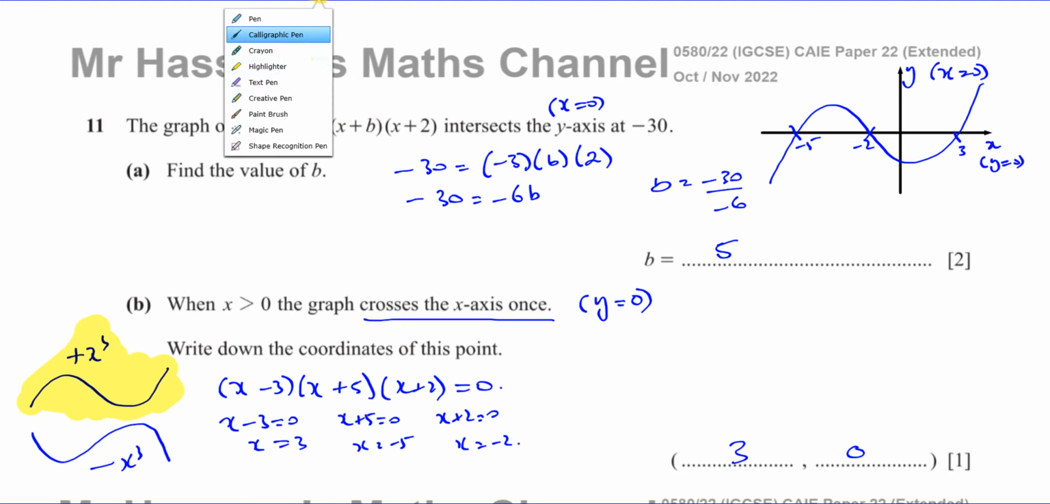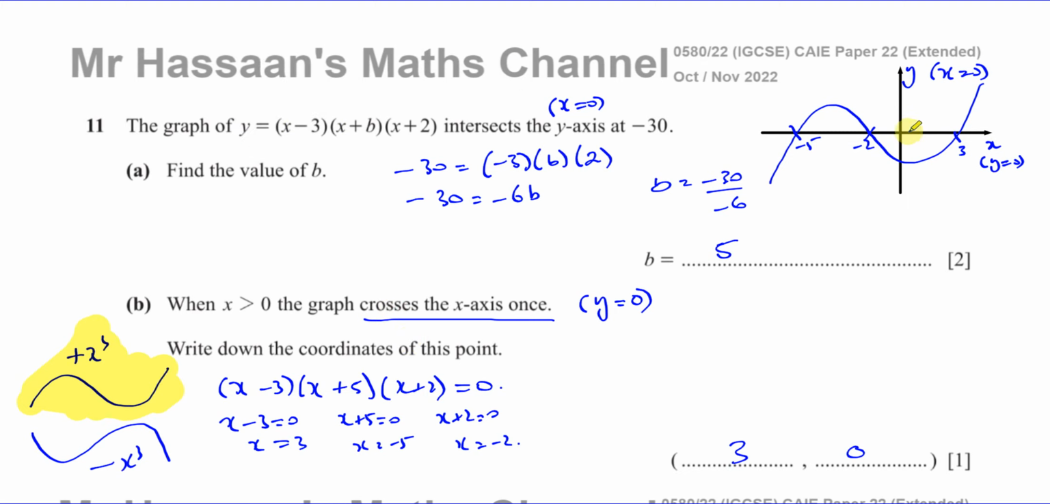So we want to find when x is greater than 0, where does it cross the x-axis? So when x is greater than 0, it's along here. So it crosses at 3 as we just determined. So that's just a bit of background to the answer. So that completes this question number 11.